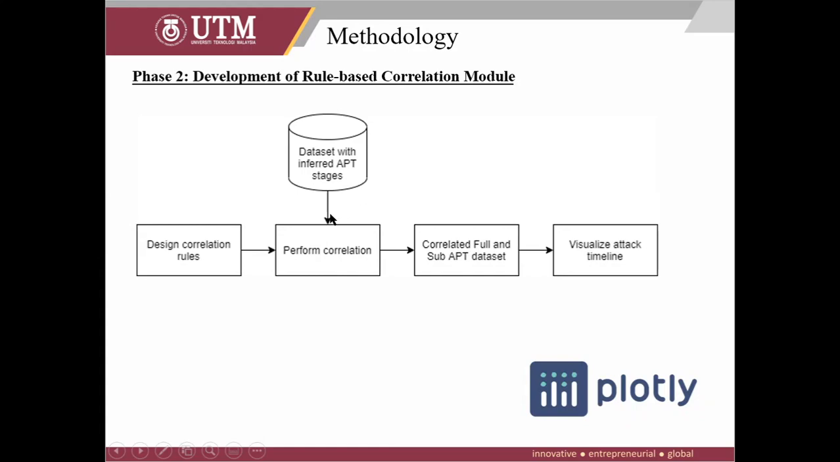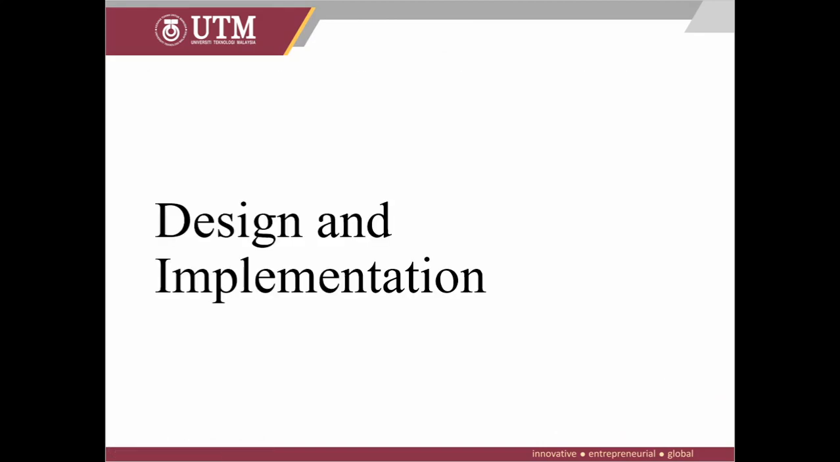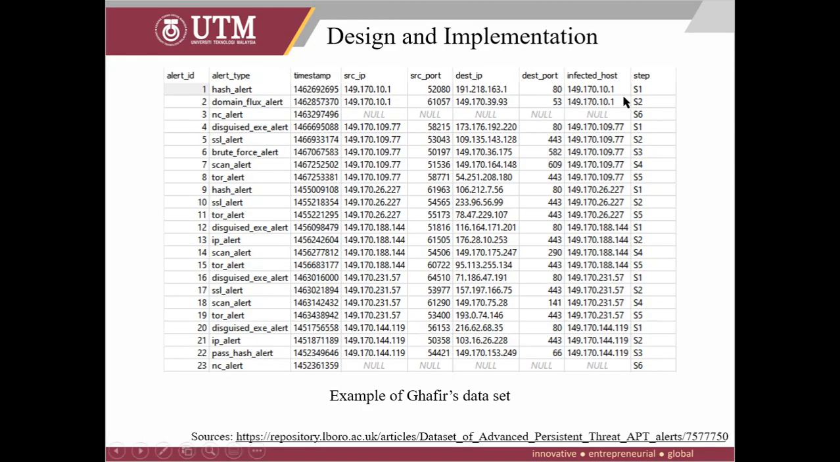Phase 2, we have the correlation part, where we correlate the outputs of the phase 1 dataset with the inferred stages, perform the correlation, and then we categorize it as full or sub-APT and visualize it. This is the third part of the testing, which we will see more later. The design implementation part, this is the original data of Garfield's.